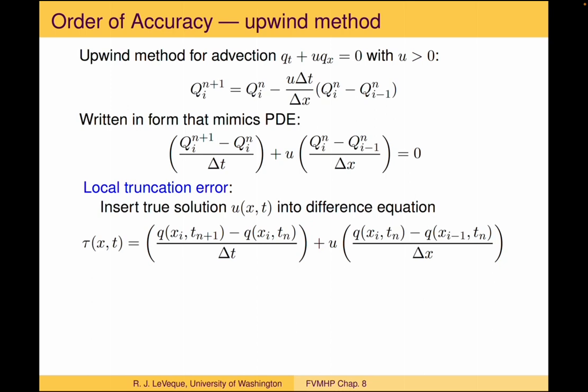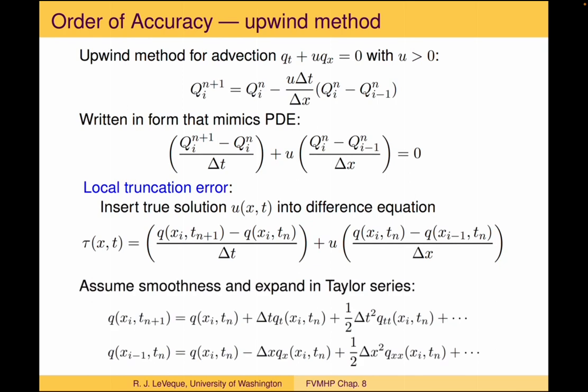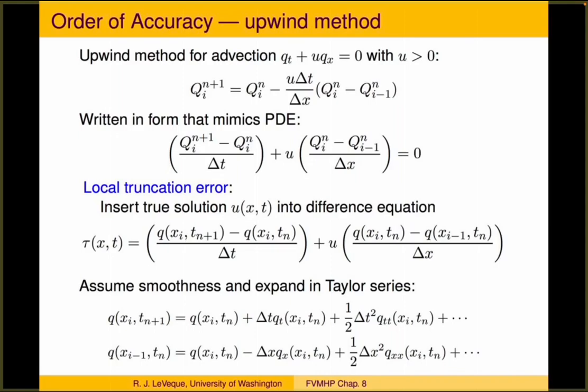The idea is that, at least if we're looking at smooth solutions, we can use Taylor series to expand each of these terms. For example, q at xi, tn plus 1, we can expand as q at xi, tn plus delta t times the time derivative, plus half delta t squared times the second derivative in time, and so on. We can use that to replace q at xi, tn plus 1. When we do that, we'll get a cancellation of this term with that term, and what's left over will be order delta t plus higher order terms, and we'll be canceling out a delta t eventually.